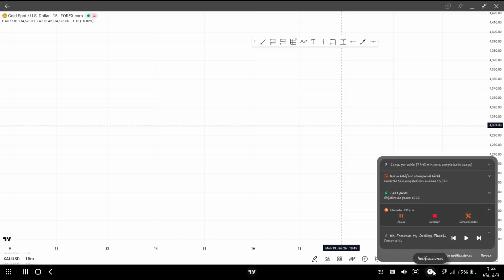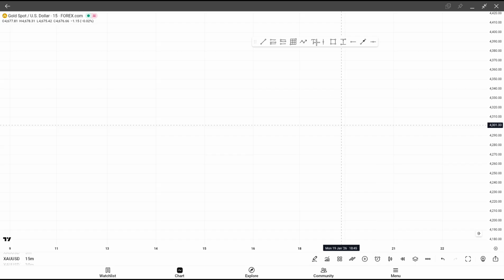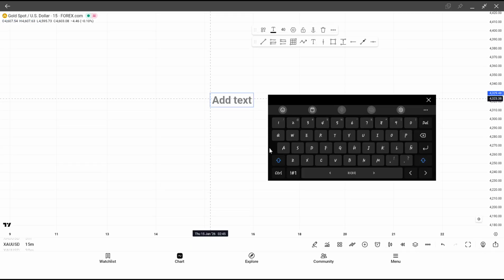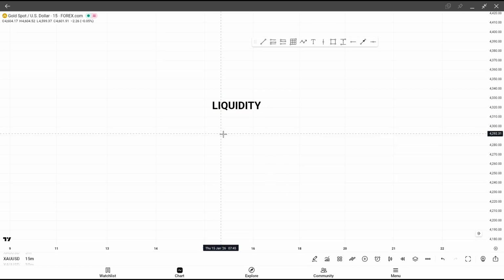So I think this is the end of the video, because the next video is going to be about the liquidity part of the strategy. The liquidity will be in the next video. This video is the last video of market structure. You need to learn a lot about that, because it is very important.